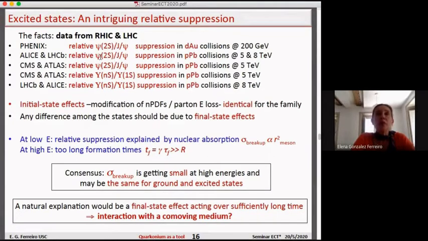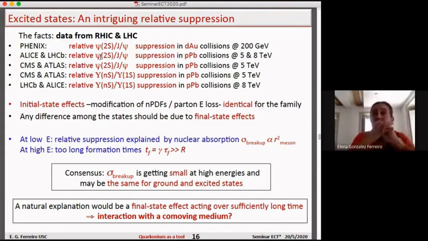In any case, this interaction should be the same for the whole family, for the 2s, 3s, and 1s states, since the time is boosted. So at high energy, you have very long formation times. So the charmonium state or the bottomonium state is not distinguishable while traversing the nucleus. So this is not nuclear absorption, this is the suppression. So what is happening?